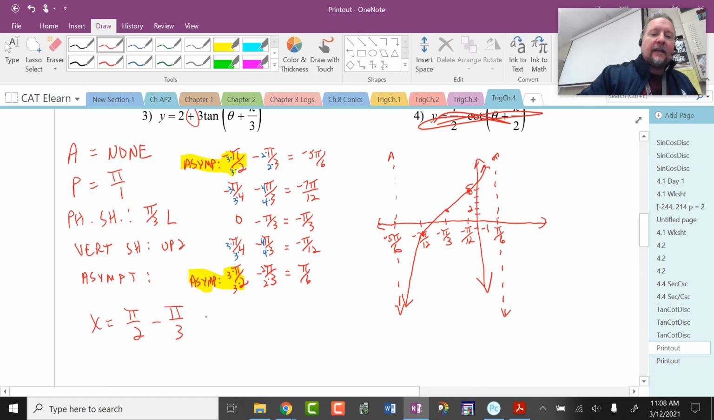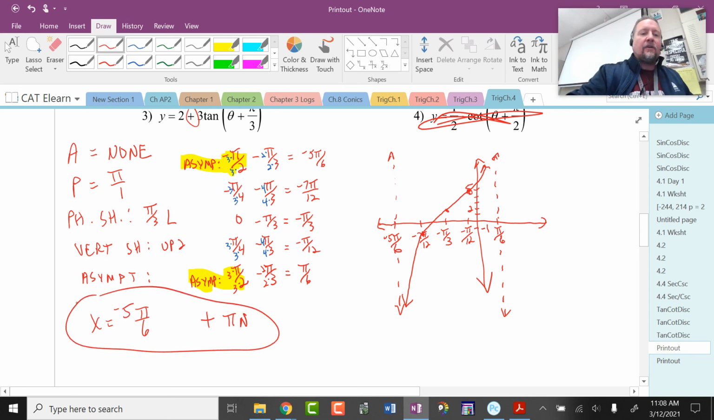And then how far away are all the asymptotes? πn. By the way, π over 2 minus π over 3 is that π over 6 value. Or it could be negative 5π over 6 in here. One or the other. That is the equation of an asymptote or of all of them. Okay? All right, now we're done.